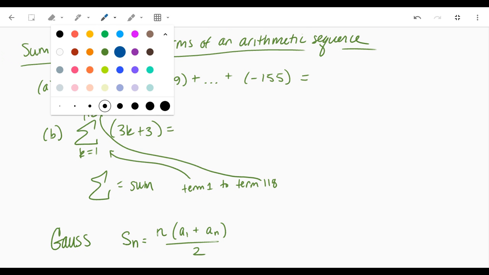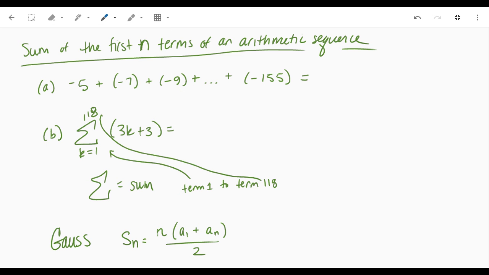So for this one, the first one, we know that we would have negative 5 plus negative 155 over 2. We just don't know how many terms it is. So we do need to figure out, well, this constant difference is negative 2.